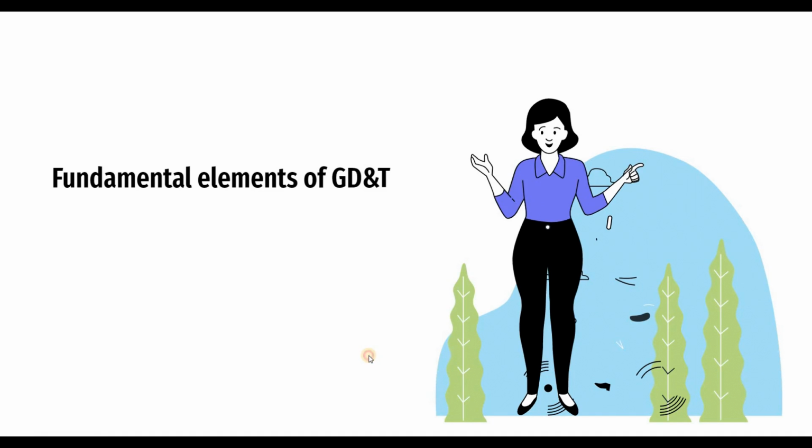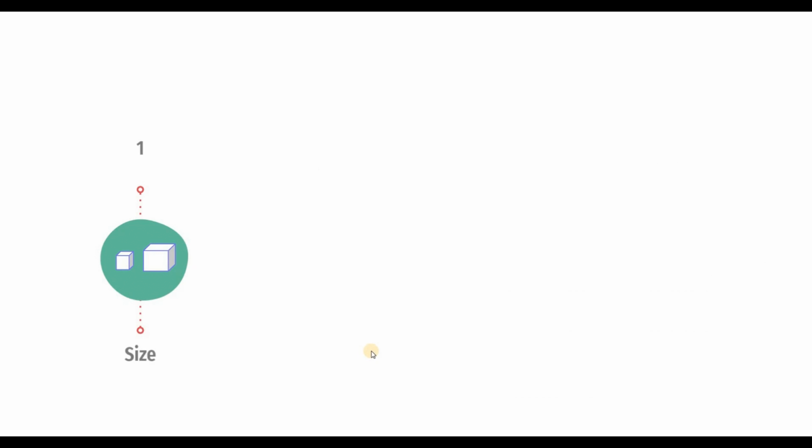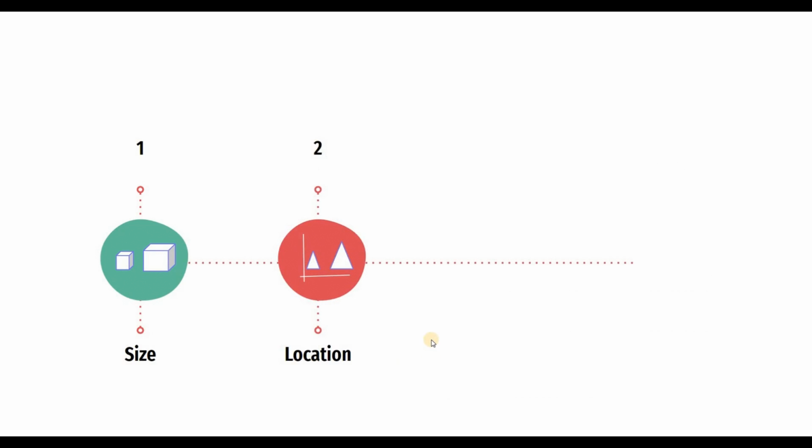Here are the fundamental elements of GD&T. The first one is the size. Next we have location. That is, where are these holes or where are the meeting parts present with respect to the reference. Then we have the orientation. That is, they have to be properly oriented with respect to the part. That is, features should be oriented.